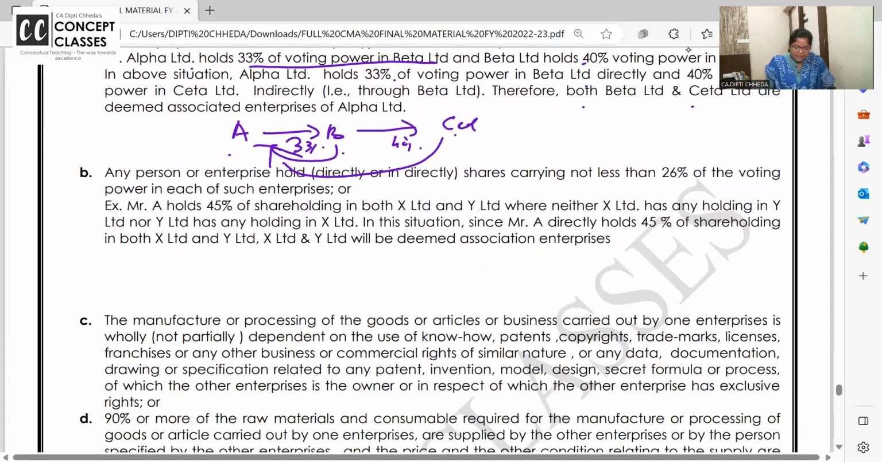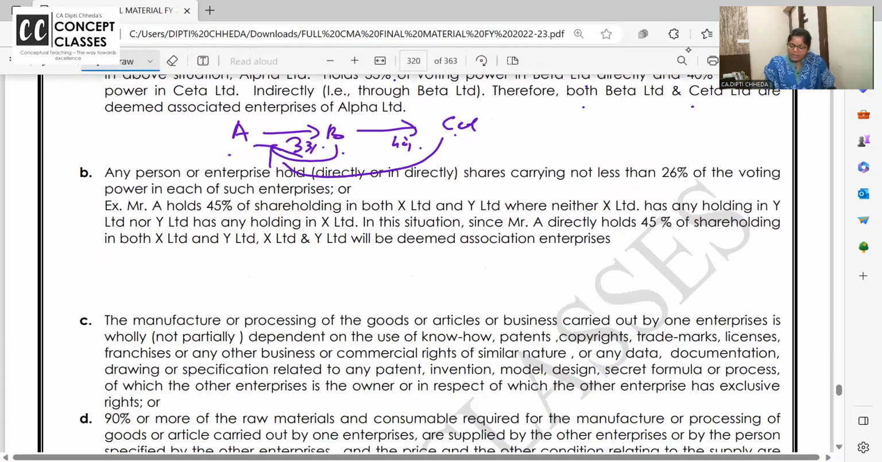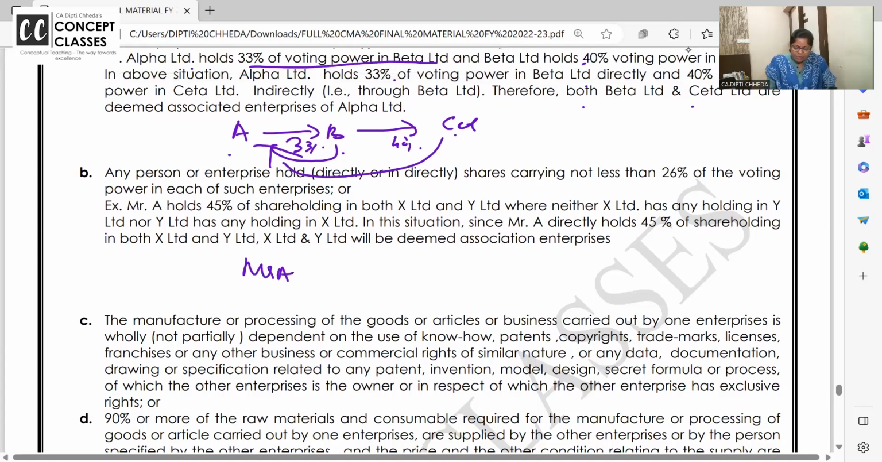Now look at this. Any person holds not less than 26% voting power in each of the companies. So Mr. A is holding 45% share in X Limited and he is holding the same 45% share in Y Limited. Are these two sister concerns?